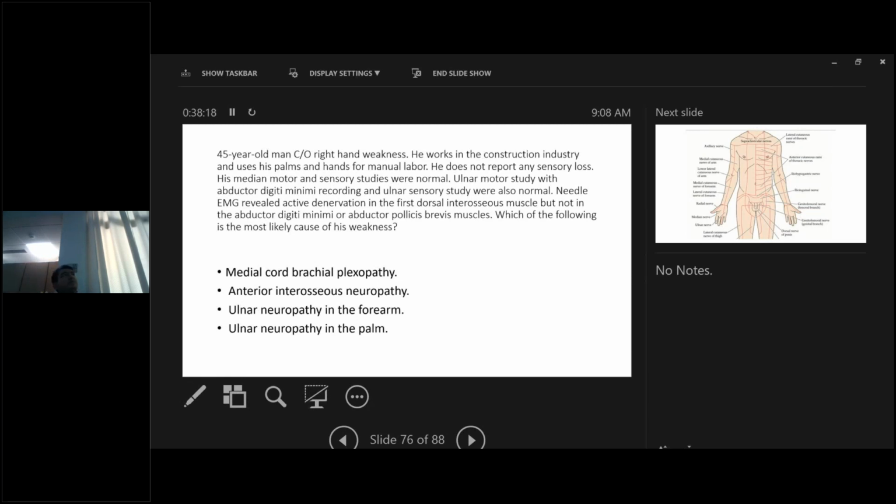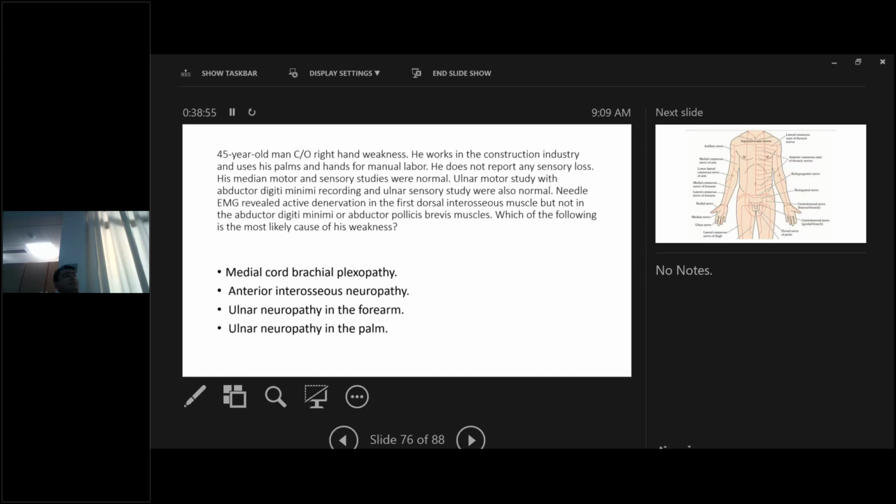A 35-year-old complaining of right hand weakness. He works in the construction industry and uses his palms and hands for manual work. He does not report any sensory loss. His median motor and sensory studies were normal. Ulnar motor study with abductor digiti minimi recording and ulnar sensory study were also normal. Needle EMG revealed active denervation in the first dorsal interosseous muscle, but not in the abductor digiti minimi or abductor pollicis brevis muscle.